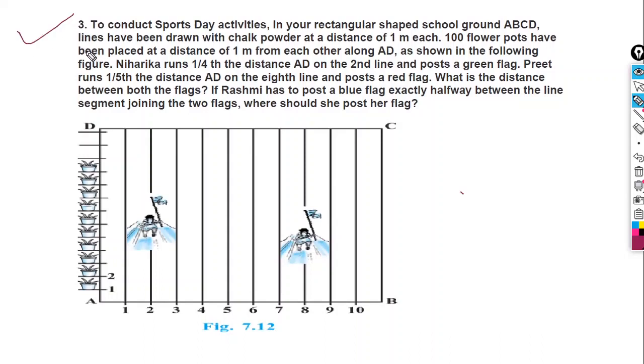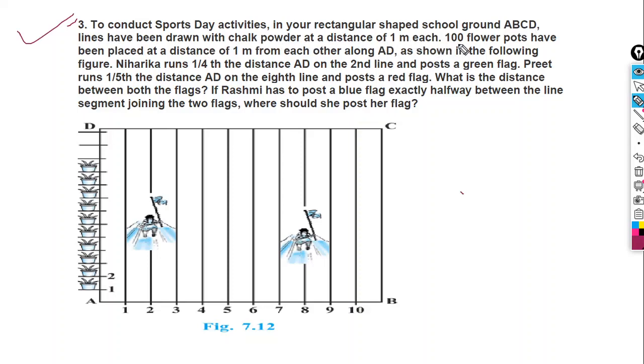So now we are going to discuss question number 3. Let's read the question. To conduct sports day activity in a rectangular shaped school ground ABCD, lines have been drawn with chalk powder at a distance of 1 meter each.